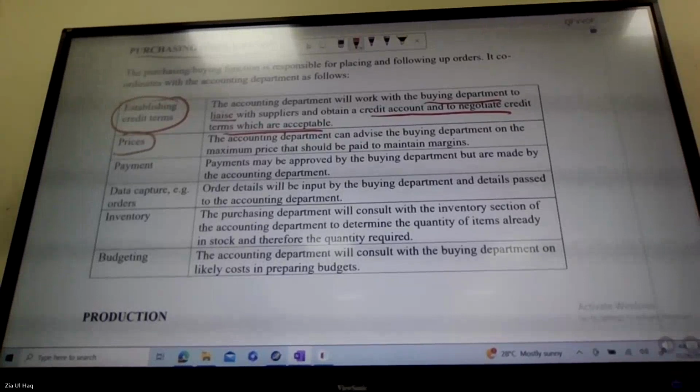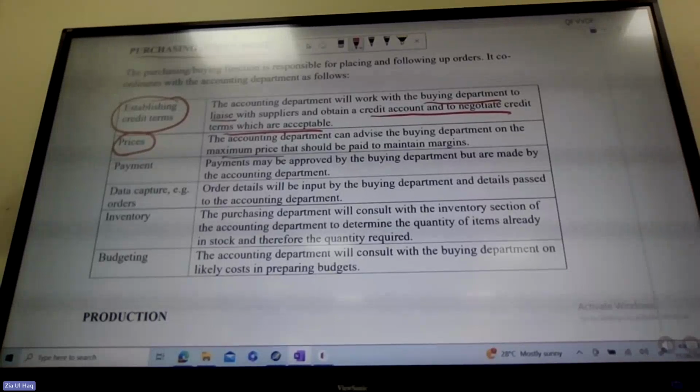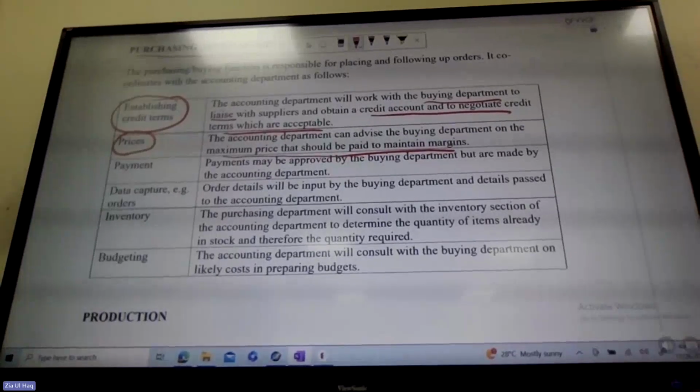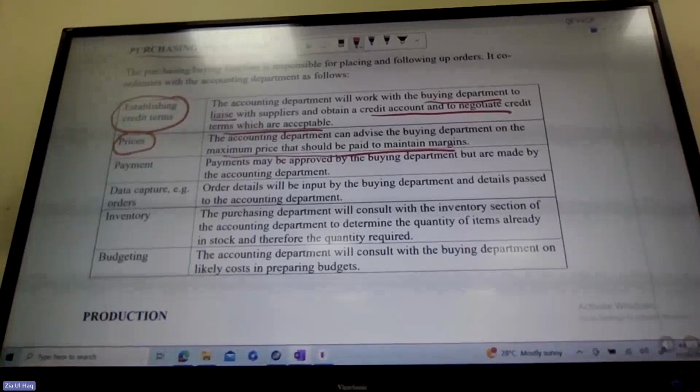Prices. The purchase department needs to make sure regarding the finance available from the accounting department, meaning at what price we should buy the inventory. The accounting department can advise the buying department on the maximum price that should be paid to maintain margin. What would be the maximum price we should accept from our supplier, so that they are checking the sale price. And if the difference between purchase price and sale price is lower, this means the business margin will be lower.